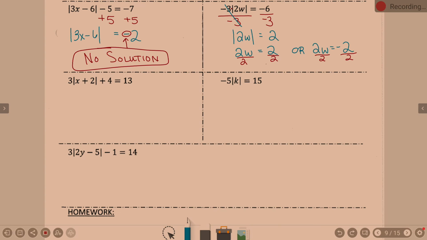On the first one, 2 divided by 2 is going to give me 1. On the second one, negative 2 divided by 2. What's a negative divided by a positive? Negative. So this is negative 1. So we have answers of 1 and negative 1.